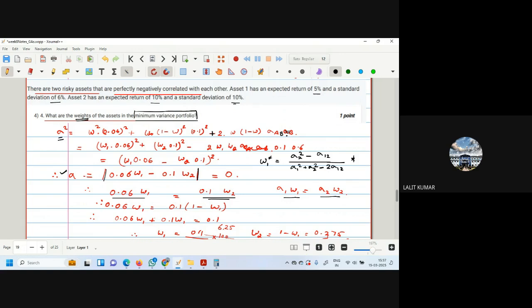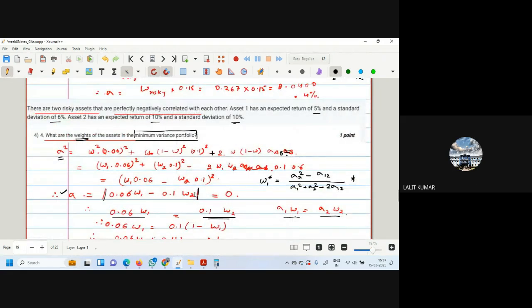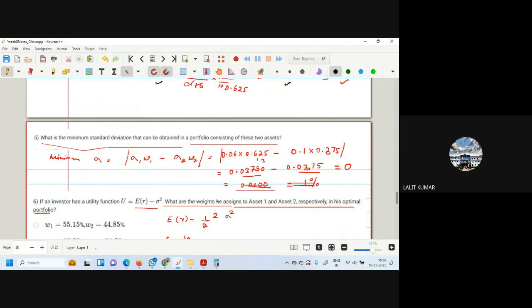But sigma 1 2 is not given, right? No, they have given perfectly negatively correlated. Okay, it will be minus 1. So what is the minimum standard deviation that can be obtained in a portfolio consisting of these two assets? We had already calculated that it will be sigma 1 W1 minus sigma 2 W2. You put in the weights and you get the answer.